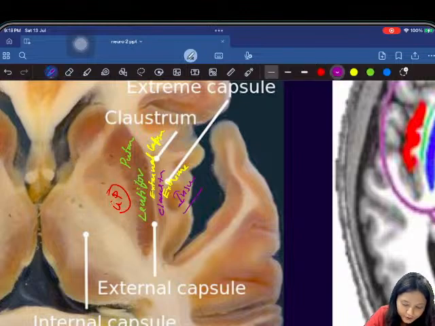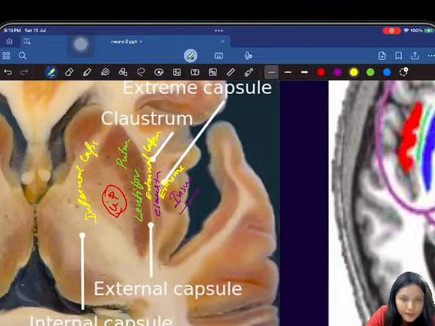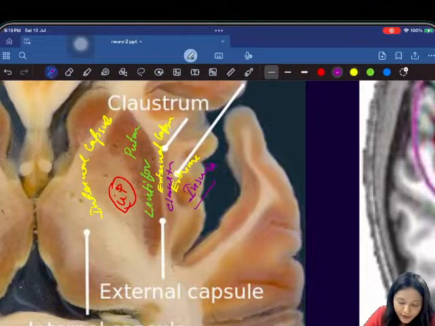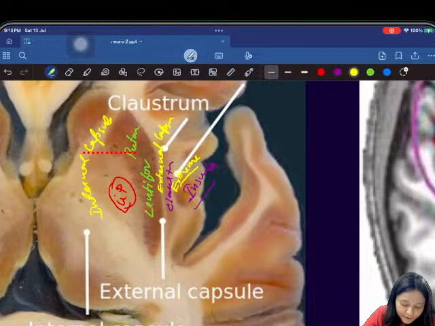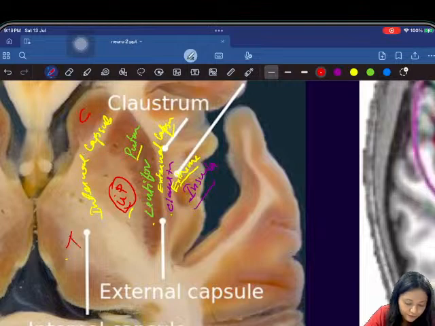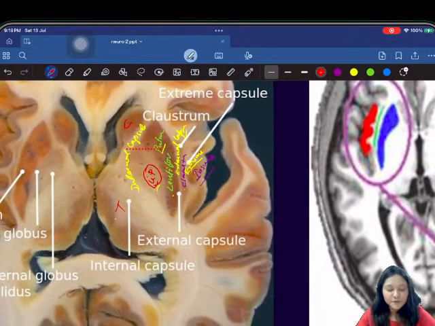Let me draw the internal capsule with your yellow color. So the white matter is in yellow color. So gray matter, the insula, right from the outside you have the insula, then you have a white matter, this is the extreme capsule, then comes the claustrum, then comes the external capsule, then comes the lentiform, you have the putamen, globus pallidus, then you got the internal capsule, okay. This is the caudate, the caudate is again this gray matter, this is the caudate, this is the thalamus, below you have the thalamus, okay.